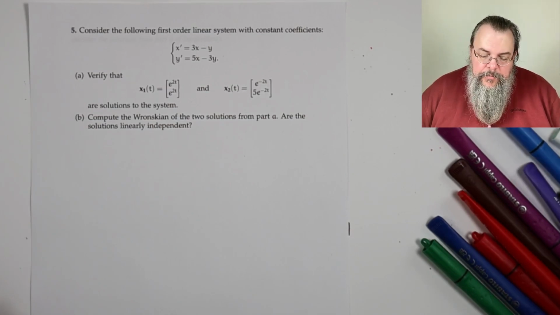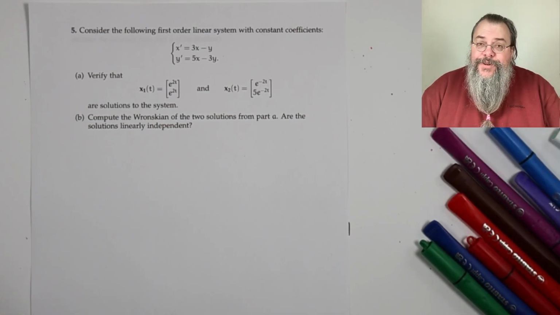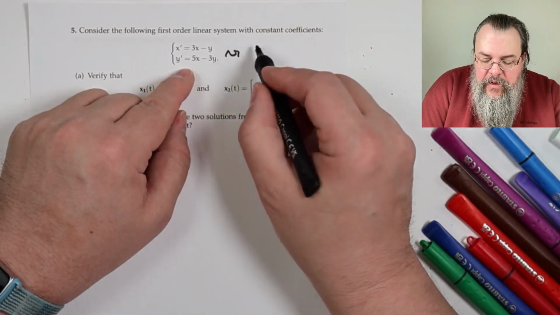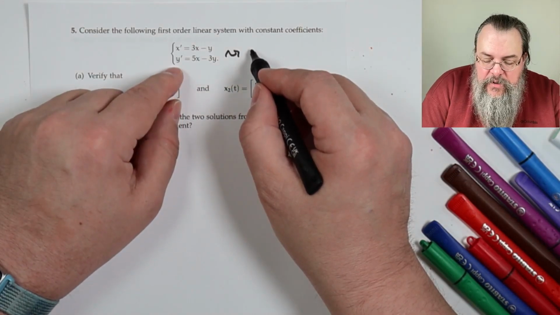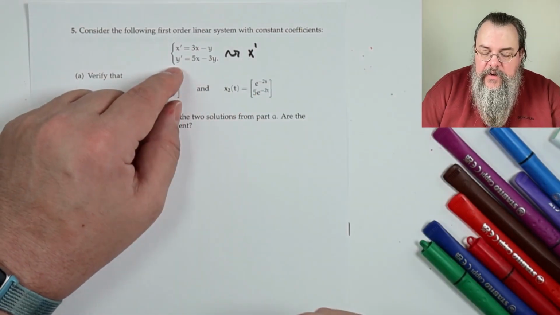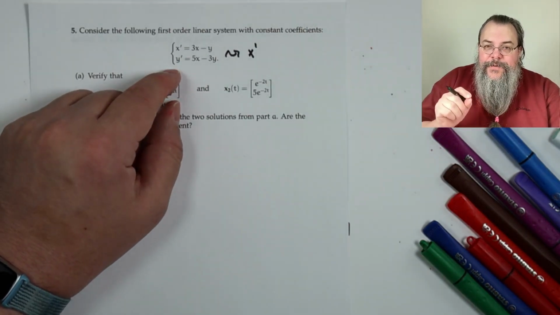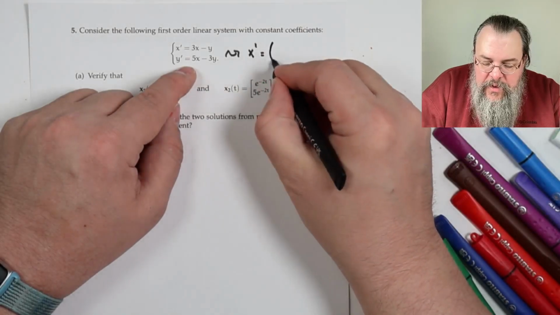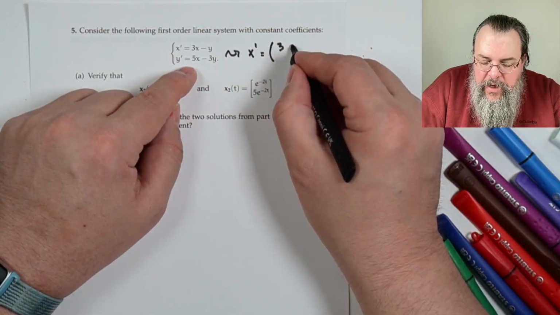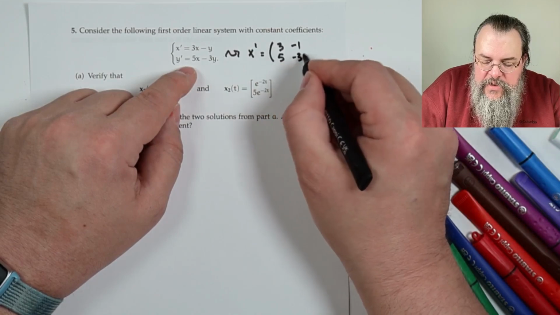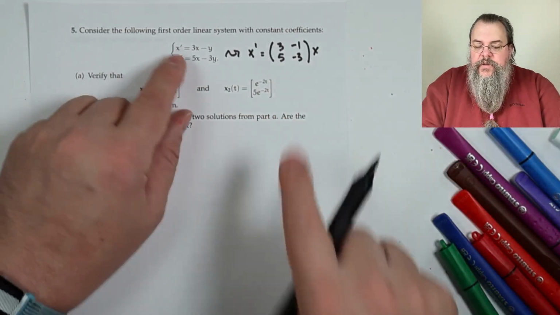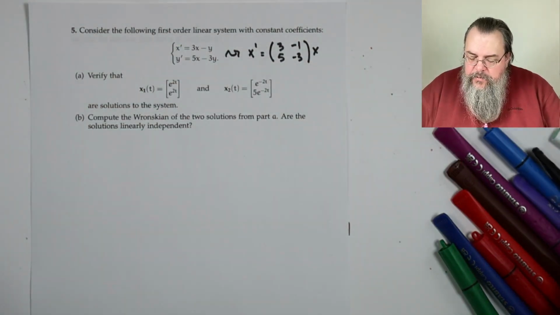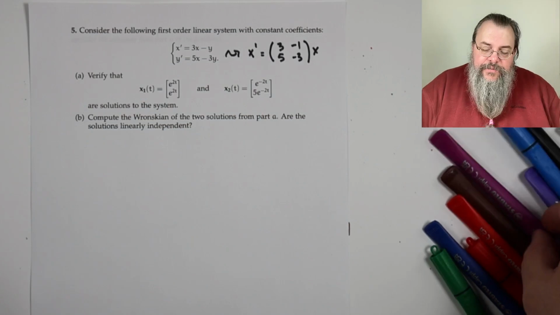Well, looking at part A, I'm tempted to rewrite this system. So I'm going to go ahead and do that. This system has the derivatives on this side, so I'm going to use x to stand in for the vector-valued function, x, y. So x prime is equal to the matrix 3, minus 1, 5, minus 3, times x. That's just another way to write it in vector form. And with that, it's a little bit cleaner to go through and verify things.